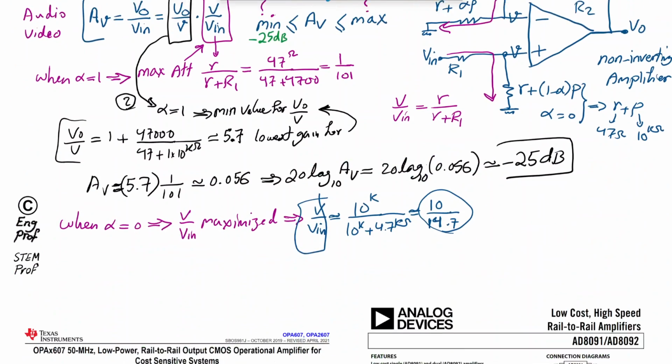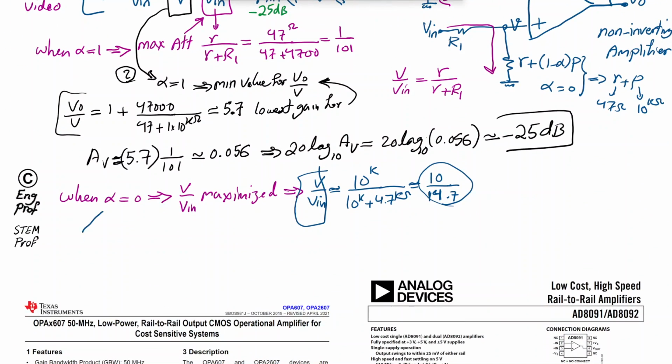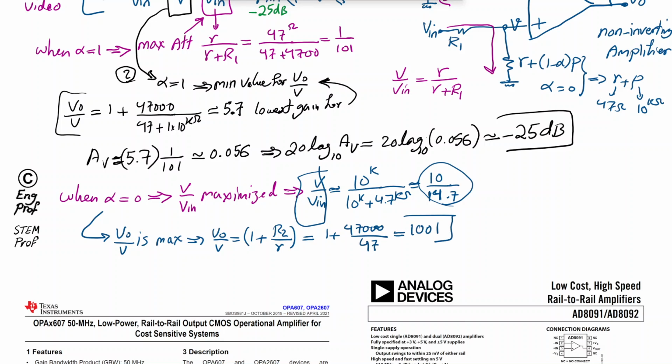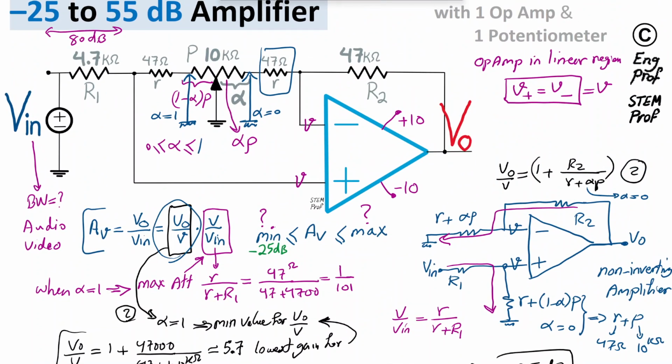So we can say, in this case, the V out over V is maximized as well. And V out over V is now 1 plus the feedback resistor 47 kilo ohm divided by the very small 47 ohm. So we are talking about 1 plus 47,000 divided by 47, which means the gain is 1001 for the second component of the gain, which is this guy. So this one is 1001.